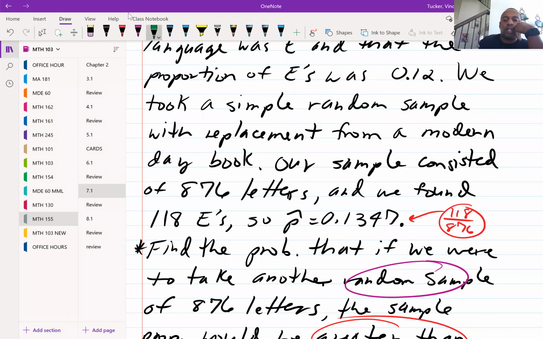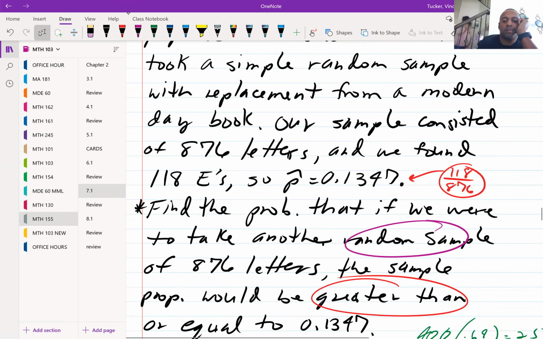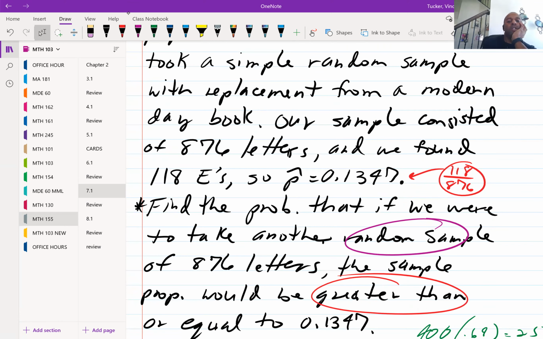And so before we go to the next statement, this P hat, and you see I wrote it right here. They calculated that by doing 118 over the 876. So it's 876 letters altogether, and there are 118 E's. So they did the 118 over 876. All right. So find the probability that if we were to take another random sample of 876 letters, the sample proportion would be greater than or equal to 0.1347.